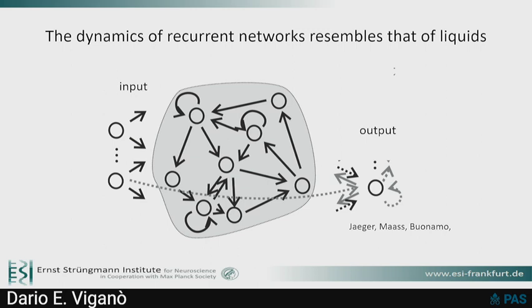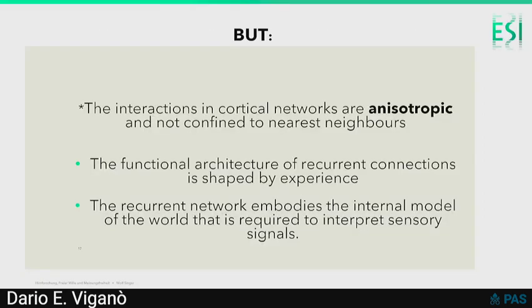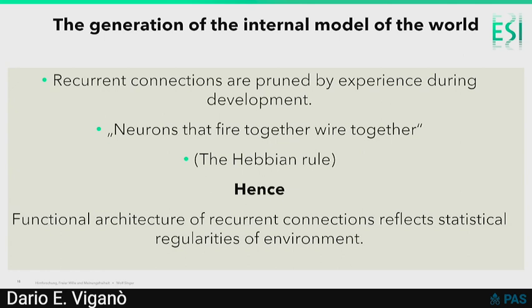Now, it so happens that recurrently coupled networks have exactly the same properties, except that they are more sophisticated because the coupling in neuronal networks is highly anisotropic, not confined to nearest neighbors. We have long-range connections that bridge large distances. And then, most importantly, the functional architecture of these recurrent connections, so the weight distributions of these connections, they are shaped by experience early in development, but then also throughout life, which means that the functional architecture of these connections that support the interactions serve as an internal model of the world that is required in order to interpret the sensory signals that come into these networks. So how is this internal model of the world generated?